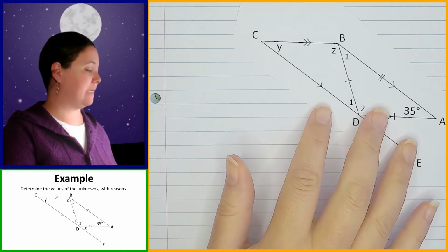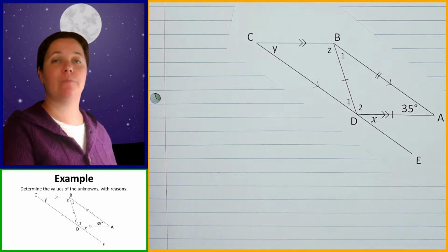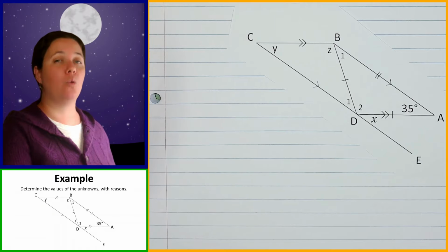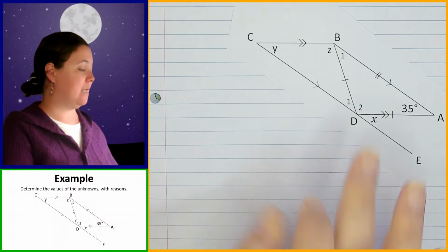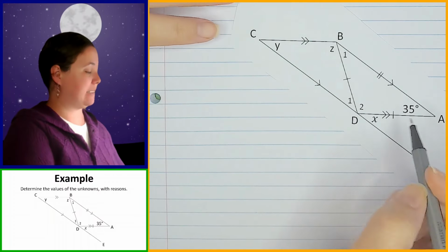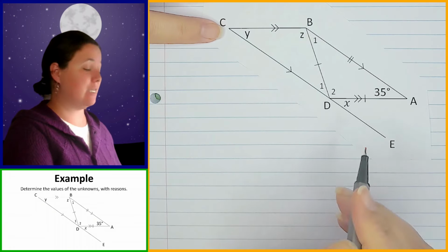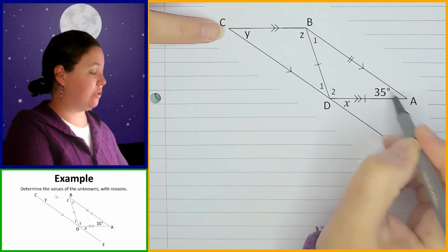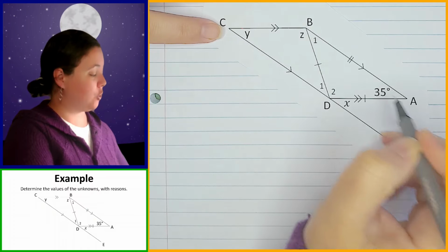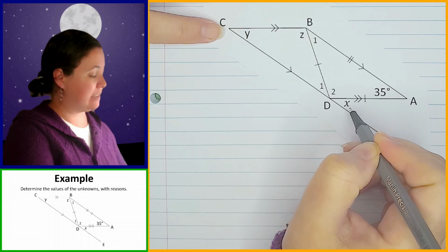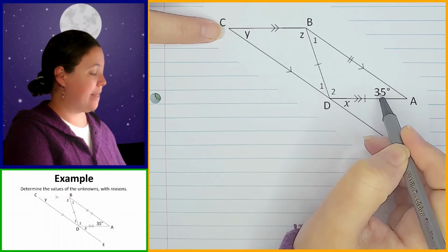Okay, so here I've got my diagram. Now, before we start, let me just remind you that when you're working with geometry, for every statement that you make, you always have to give a reason. Okay, so first we're going to try and work out what X is. So X is sitting over here. The only angle where I know the size at the moment is angle A, which is 35 degrees. Okay, so I know that this is 35. I need to work out what X is. So I need to see how I can relate that to X.